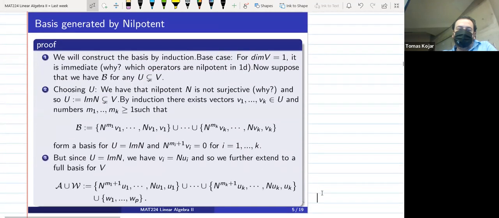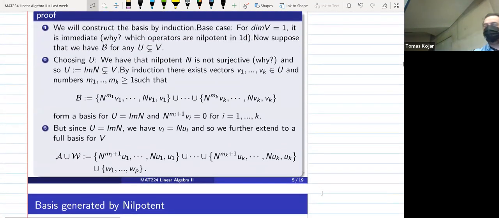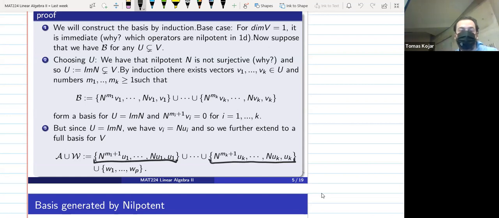All right, now since U is the image of N, each of these v_i is equal to N of u_i for some u_i, right? Because we're in the image. And so you further extend as follows. You first rewrite all the cycles in terms of u_i, but that still might not be enough. So you have to further extend by w_1 to w_p, okay? Now this is a basis for V.